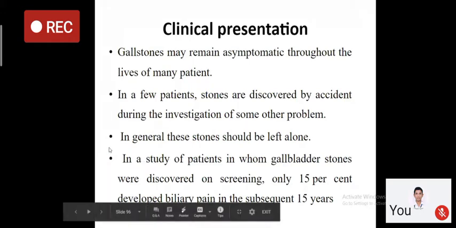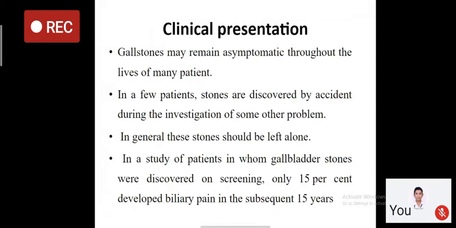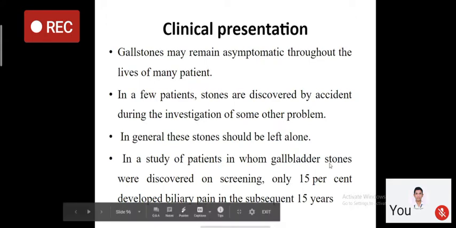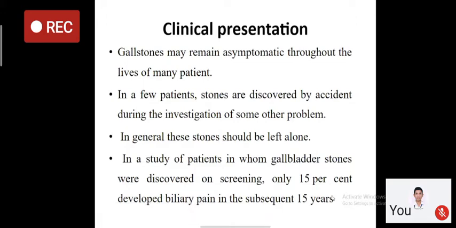So why should asymptomatic patients not be treated with cholecystectomy? This is because in a study of patients in whom gallbladder stones were discovered on screening, only 15% developed biliary pain in the subsequent 15 years.